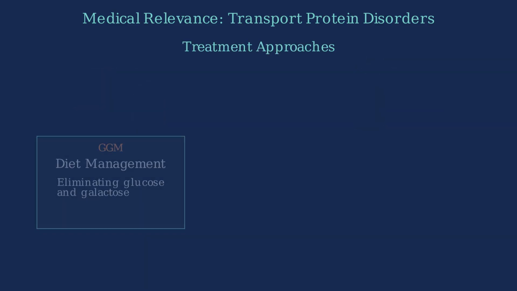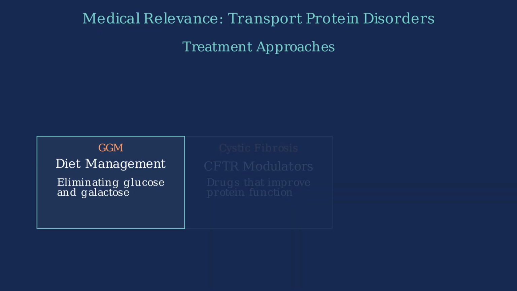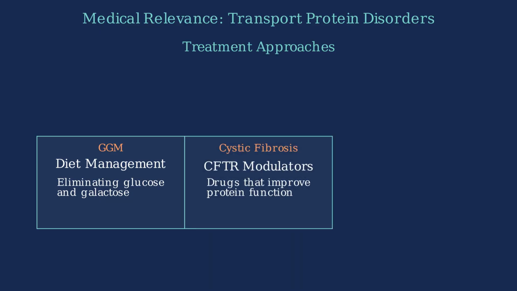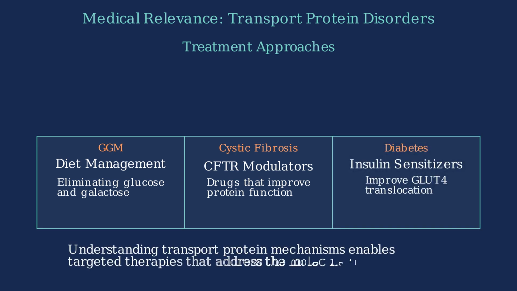Understanding the molecular basis of transport protein disorders has led to targeted treatment approaches. For glucose-galactose malabsorption, dietary management is essential, eliminating glucose and galactose from the diet. For cystic fibrosis, breakthrough CFTR modulator drugs have been developed that can improve protein folding, trafficking, and function for specific mutations, addressing the root cause of the disease. In diabetes, medications like thiazolidinediones act as insulin sensitizers, improving GLUT4 translocation to the cell membrane and enhancing glucose uptake.